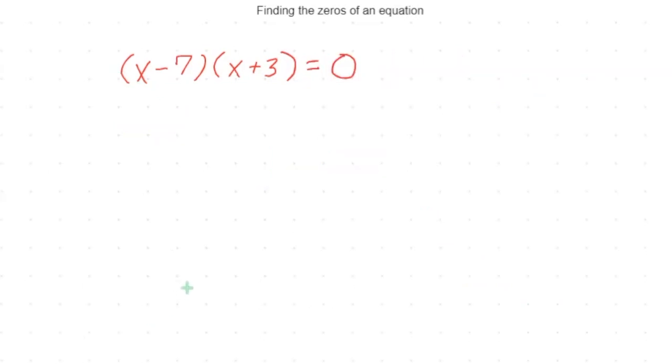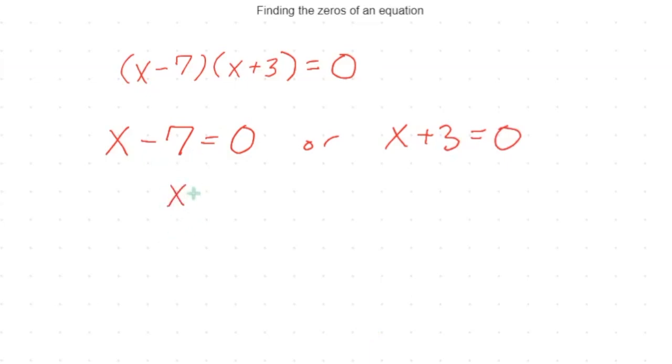If we wanted to write these out in a way that might make more sense, what we could think about is that we want either x minus 7 to equal 0 or x plus 3 to equal 0. So we could write it like x minus 7 equals 0 or x plus 3 equals 0. When we split it up like that, that might make a little more sense, where then x can equal 7 or x can equal negative 3.